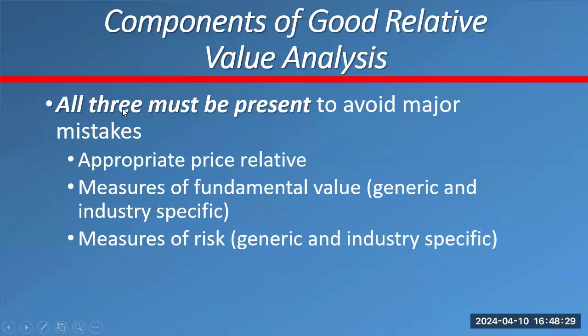All right, so all three have to be there. The right price relative, the right fundamental value, the right measure of risk. If you leave out risk and only look at value, you may find a stock that looks really cheap, but it's not cheap, it's just incredibly risky. You might leave out value, only look at risk, then you might buy a stock you think is cheap, but it's just really slow growth.